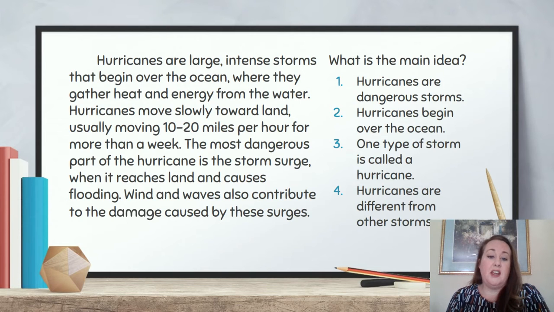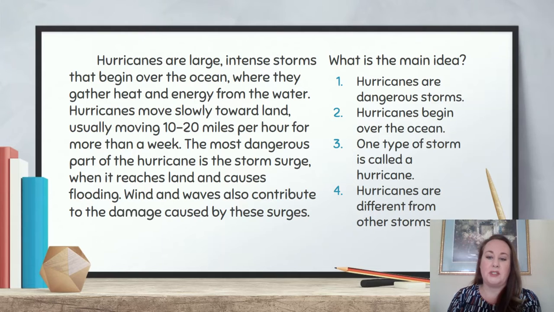And then we see a lot of facts about what happens when a hurricane meets land. Okay, so let's look at our choices that we have on the right-hand side. All right, so hurricanes are dangerous storms. Okay, hurricanes begin over the ocean.